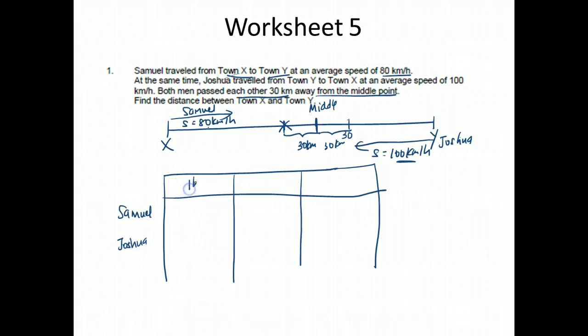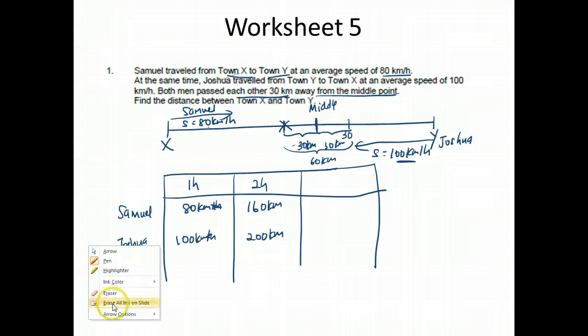After 1 hour, Samuel would have traveled 80 kilometers and Joshua would have traveled 100 kilometers. Did you realize that this difference here is 20 kilometers? So let's look for our difference. Second hour, Samuel would have traveled 160 kilometers, and Joshua would have traveled 200 kilometers. I need to erase this. There's no hour, just kilometers.